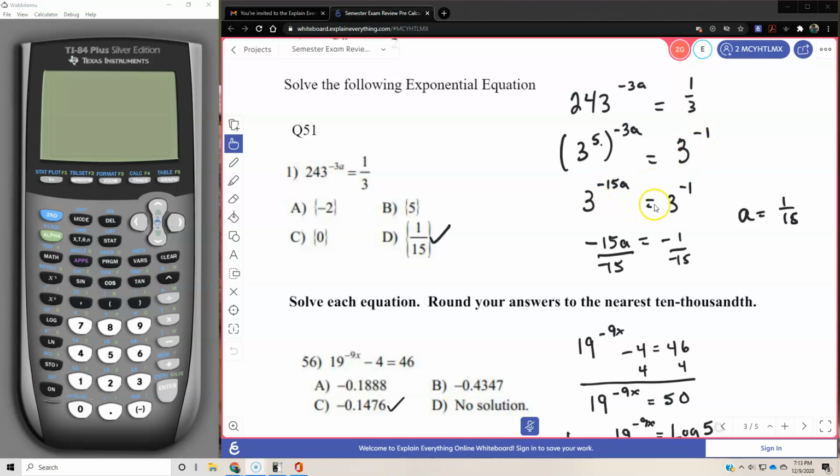And since we have the same base, we know that it's going to be negative 15a is equal to negative 1. If it's the same base, then we can set the exponents equal to each other. So we have negative 15a is equal to negative 1. We divide both sides by negative 15, so your answer is 1 over 15.